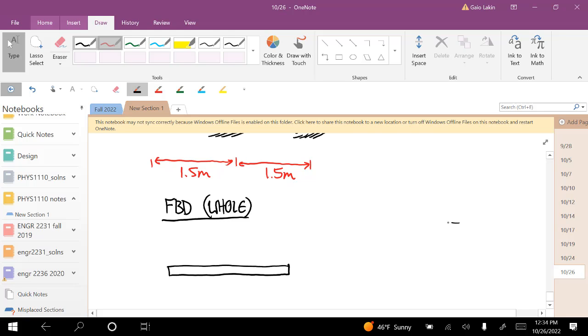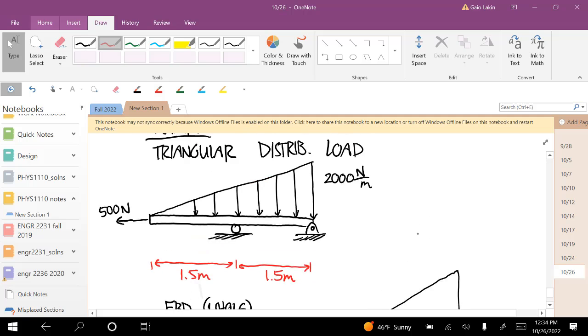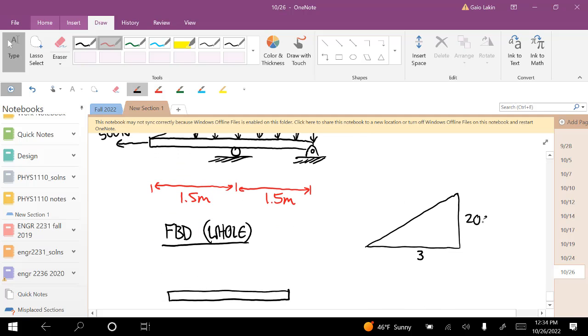I guess let's look at the shape so we can figure out the centroid and the area. So the length of this whole shape is 3. The height is 2,000. So the area is 3,000. That's going to be our point force. And our centroid is 1/3 of the way from the right toward the left. So this is 1 meter.